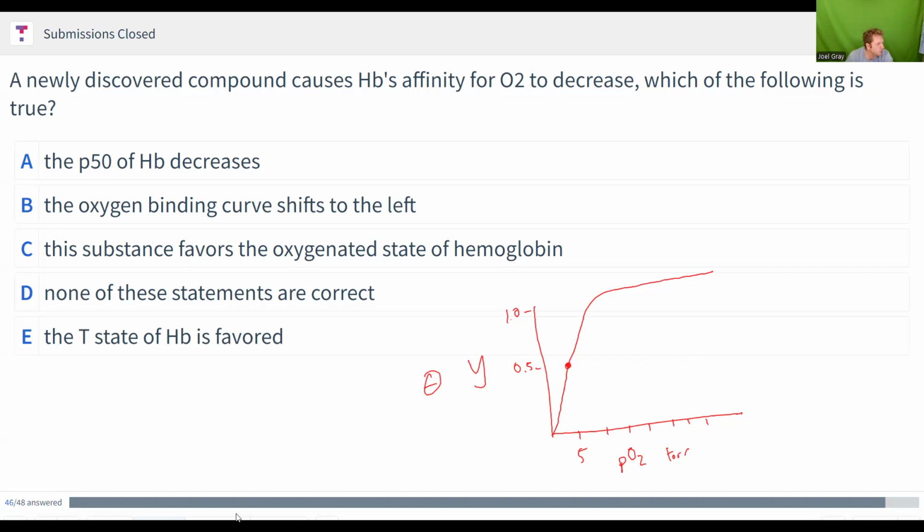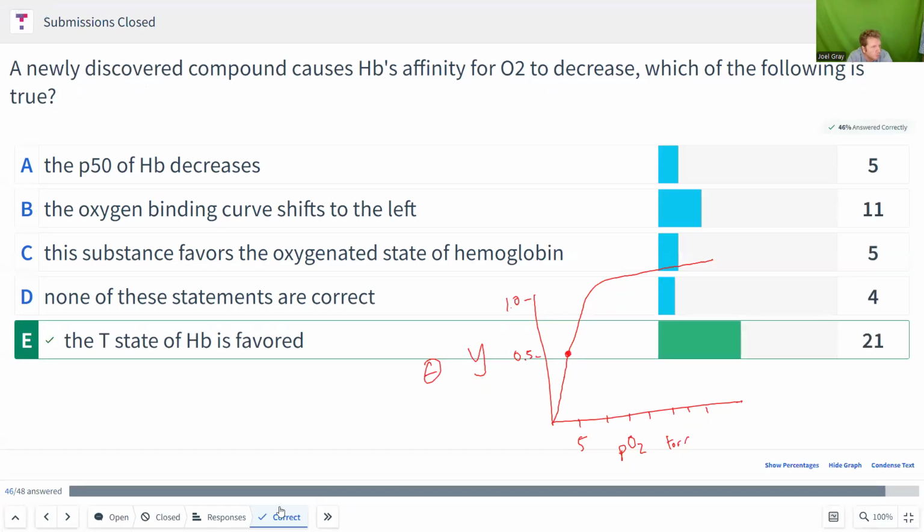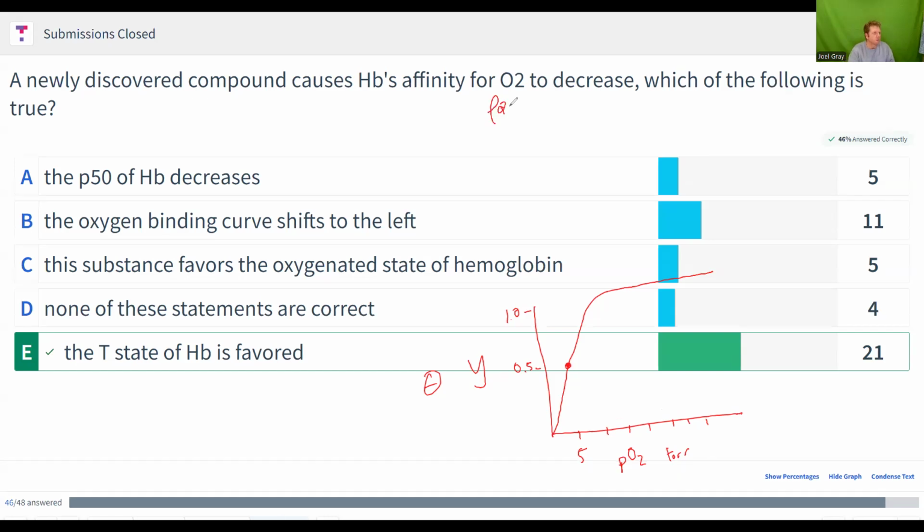Before I continue, let's go ahead and check the correct responses. Okay, so we got a good peppering of answer options. E is the correct answer. The T state of our protein is favored. So, we'll dissect the question. Hemoglobin's affinity for O2 decreases. Okay, so that means hemoglobin's request to bind O2 goes down, which means that we're favoring the deoxy state of hemoglobin, or deoxy-Hb. Now, that deoxyhemoglobin is also known as the T state.